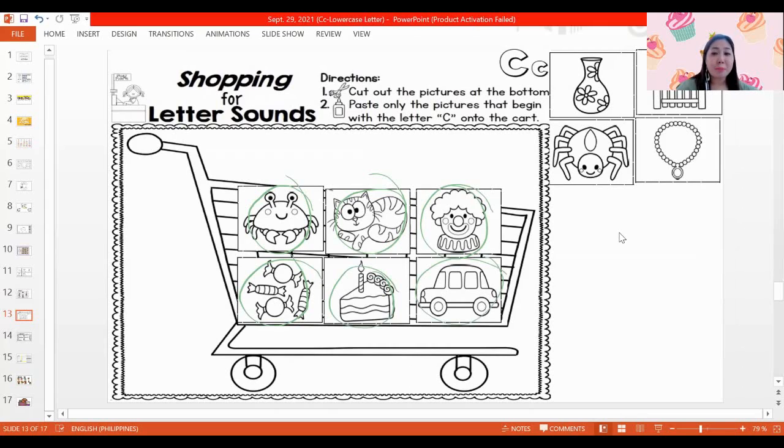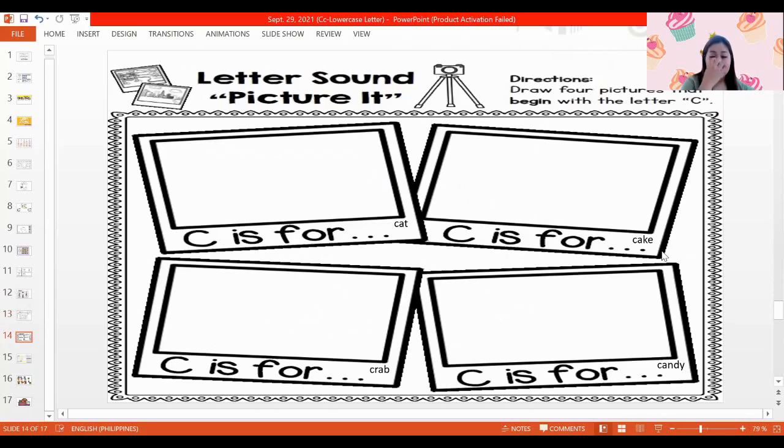So I want you to remember the pictures that begin with the letter C because we will be drawing the pictures on this page. So let's try to draw the pictures together. So let's start with the C is for cat. So teacher will just make a big circle for the body, a small circle for the head, triangles for the ears, circles for the eyes, a small triangle for the nose. Teacher will draw the whiskers, and a squiggly line for the tail. That is how I draw my cat. So I have C is for cat.